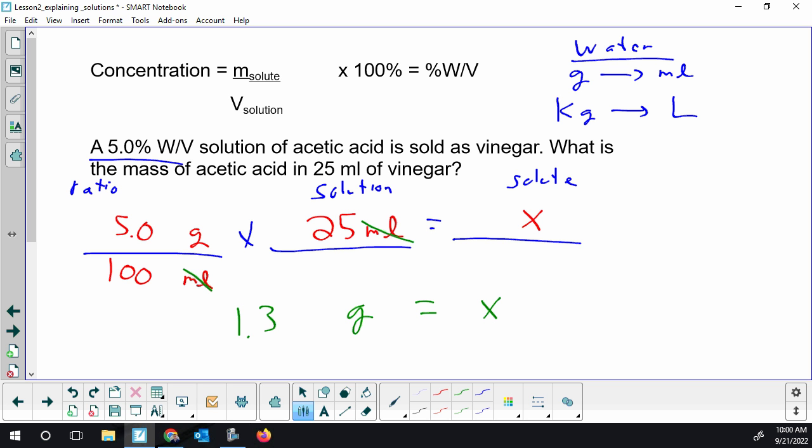So when you put 25 milliliters of vinegar on your French fries, there's a little over a gram of pure acid. It's a weak acid, and that's why it doesn't kill you and isn't harmful, but there's a little over a gram of acid.